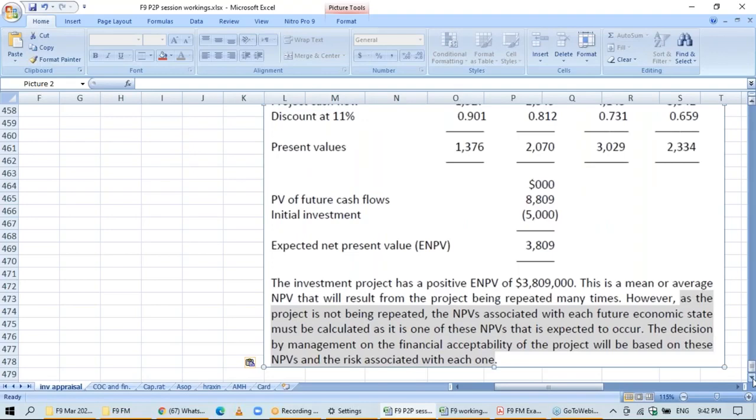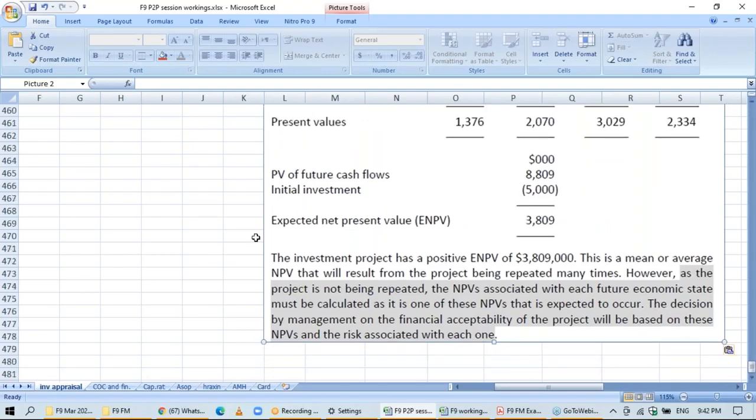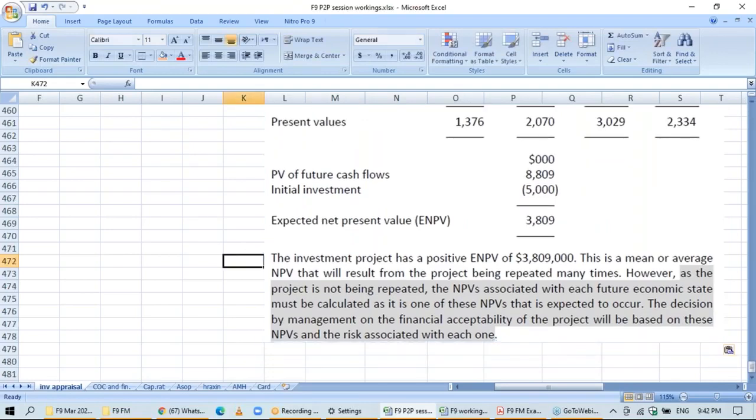3809. And please go to the decision which is written down, that if the project keeps occurring on repeated basis, then we can use the expected values. Otherwise we can't use expected values. We have to calculate NPVs 3 times using the different selling prices, and then we have to consider their risk and consequences separately. So please go through this gray shaded portion of the decision at least.